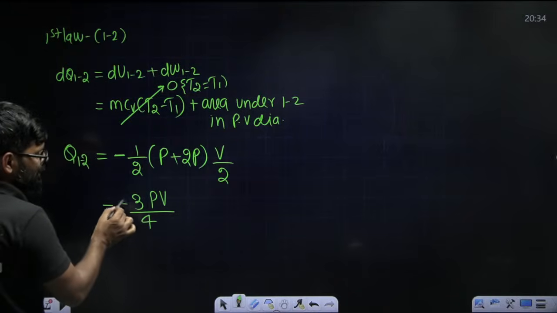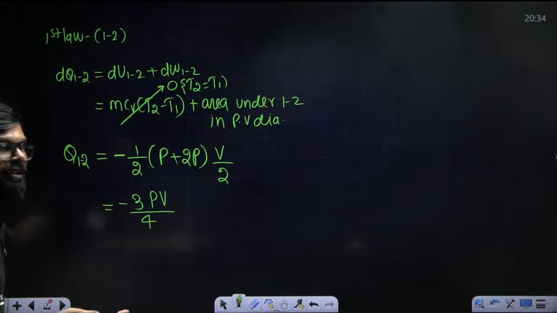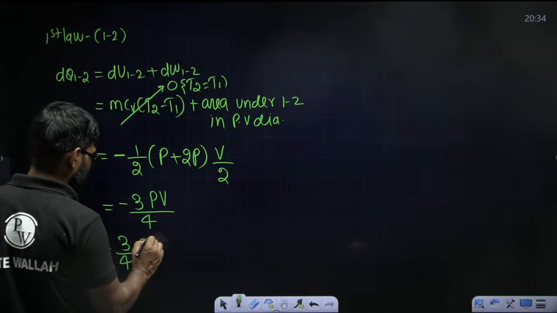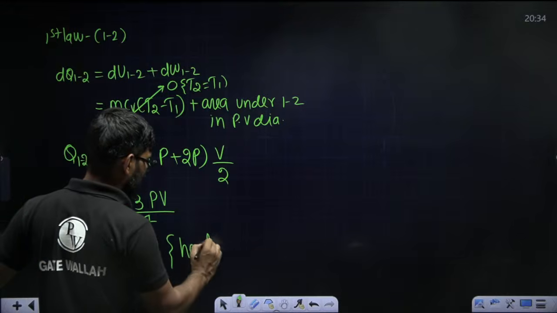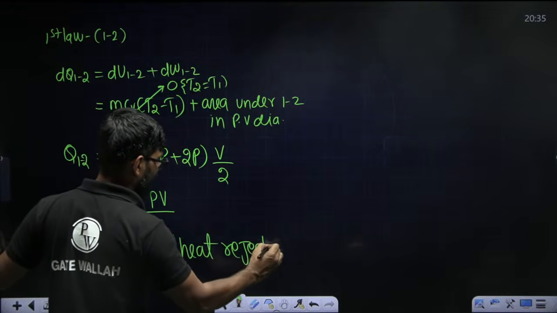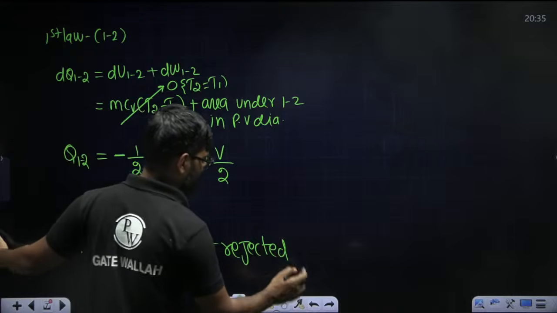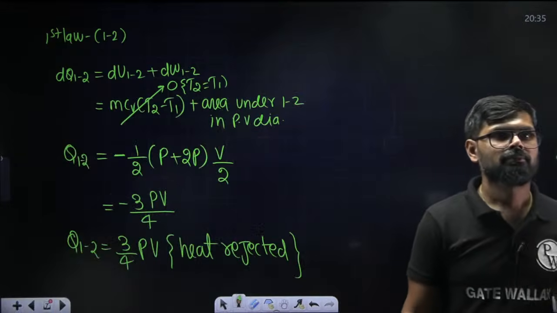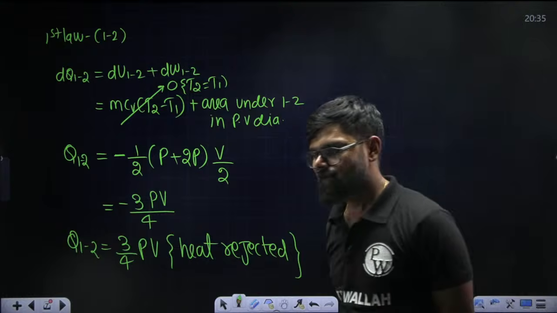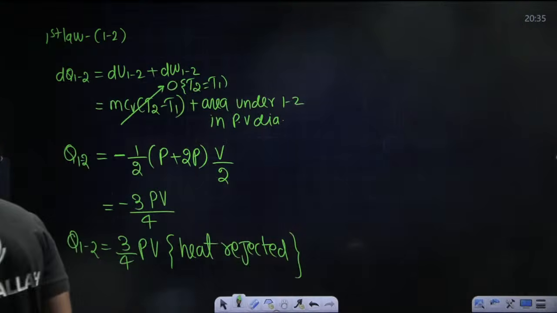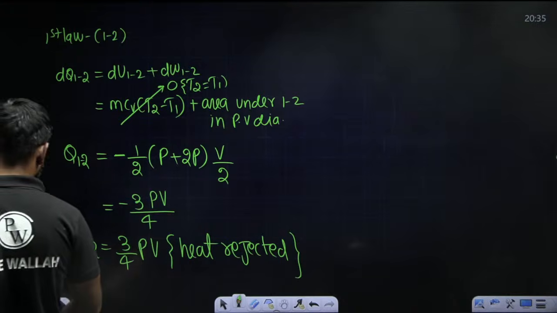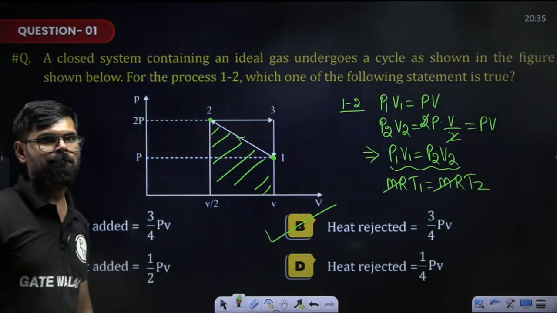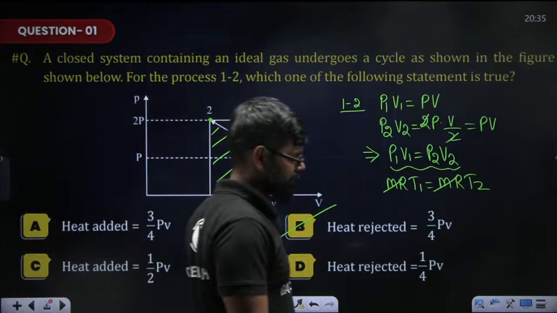Now minus is representing heat rejection. So Q1 to 2 value will come 3 by 4 PV heat rejected. Clear? So option B is going to be correct.